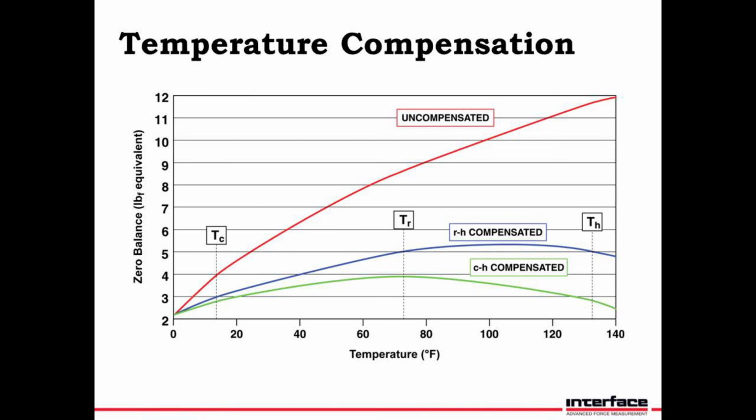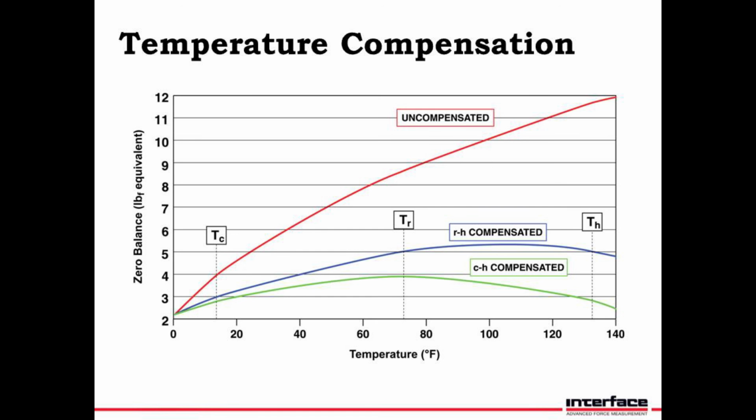In this next slide, we can see the improvements made to a sensor after it has been compensated. Here we show 3 different graphs, one for the uncompensated case. The blue line is for the compensated case where it takes place from room temperature all the way up to a hot temperature. And the third case, represented by the green graph, is where the compensation takes place from cold to a hot temperature. As you can see, represented by the red graph, the error of the zero balance reading can be all the way up to 12 pounds.